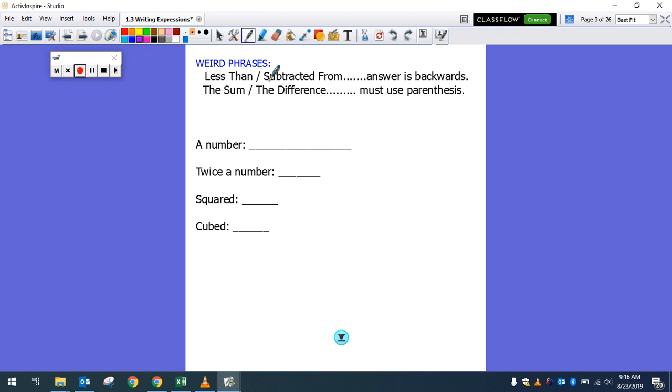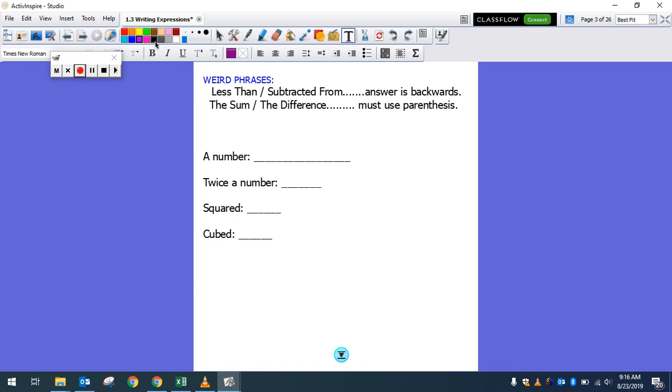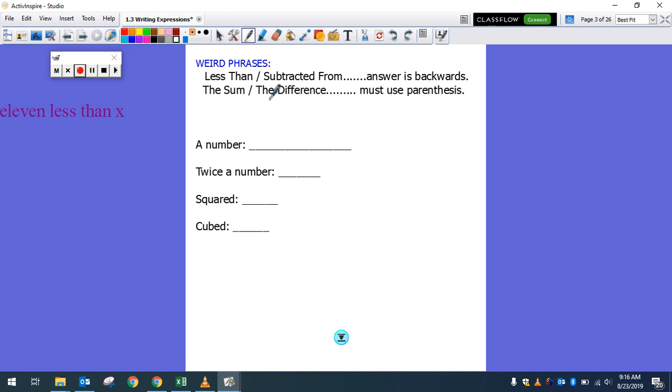If you see less than or subtracted from, that means the answer is backwards. So let me give you an example of what that's going to look like. If I said 11 less than x, well, you know that less than means to subtract, so it would be a subtraction, but you write it backwards. So here's what that means. The 11 is going to come at the end, and the x is going to come first. So that would be x minus 11.